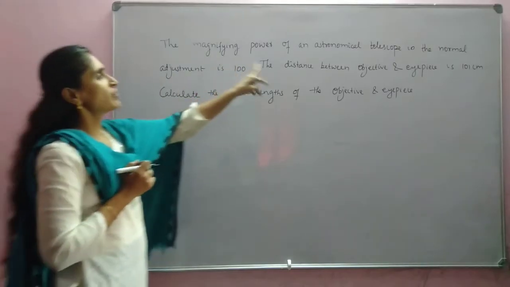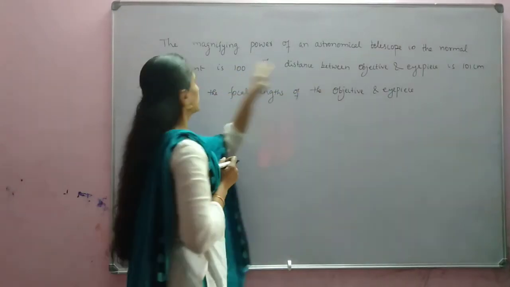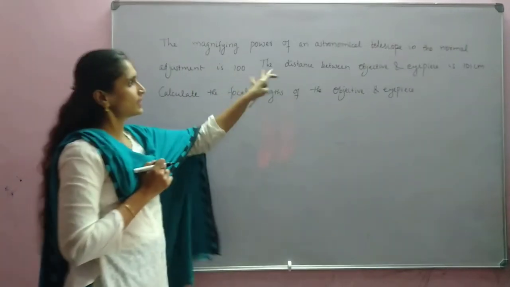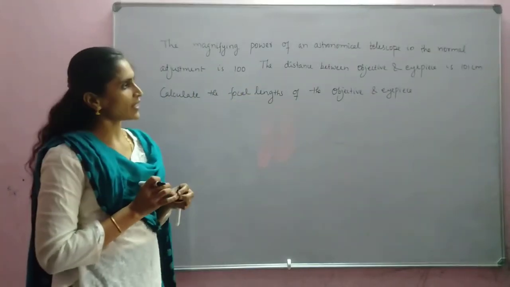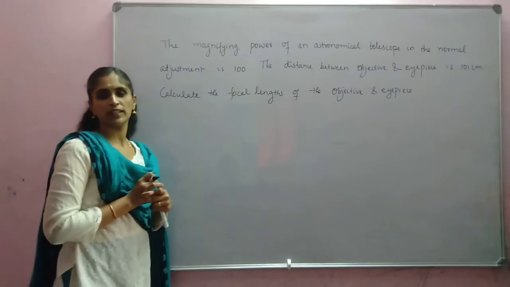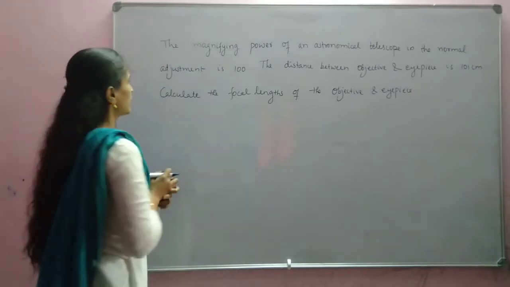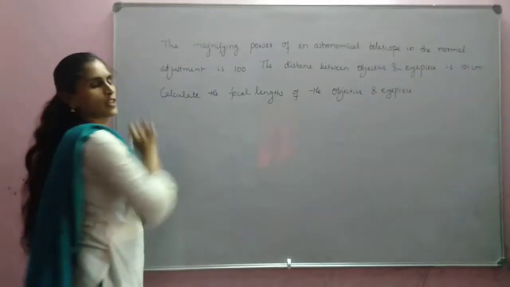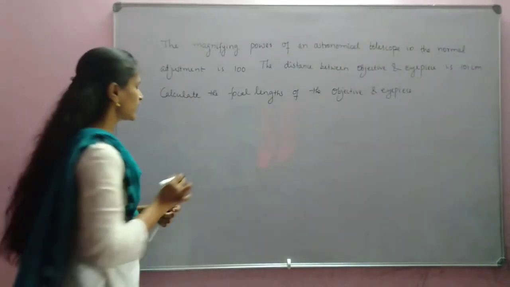The magnifying power of an astronomical telescope in the normal adjustment is 100. The distance between objective and eyepiece is 101 centimeter. Calculate the focal length of the objective and eyepiece. It is mentioned that it is in normal adjustment. So what is the expression for magnifying power?